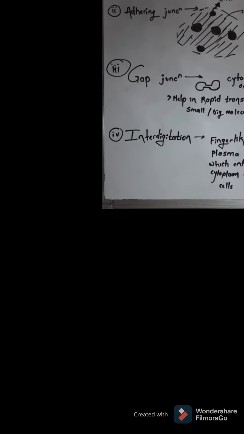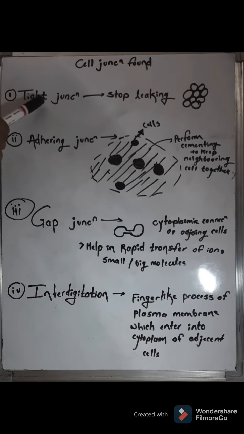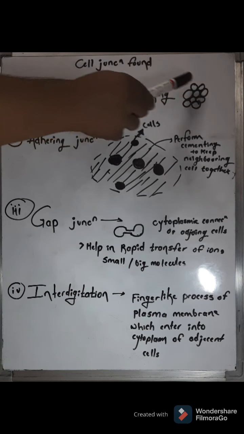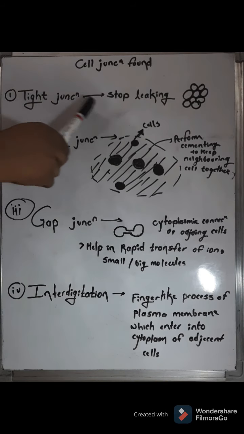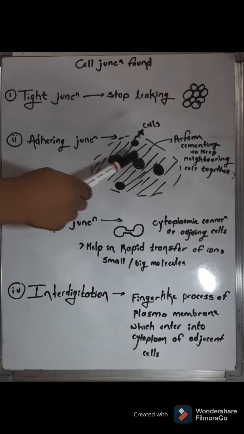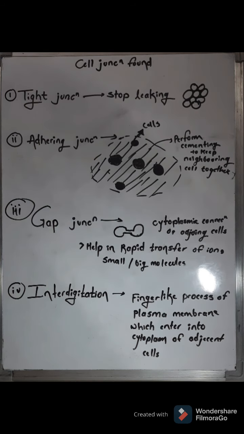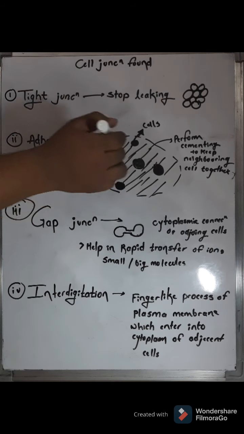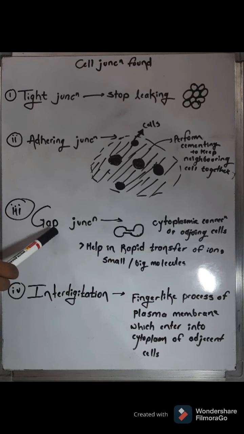Now let's study about cell junctions found in different kinds of tissues. The first one is tight junction. It is formed between the cells to stop the leakage of cytoplasmic matrix. So these are called tight junctions. Adhering junctions are actually the cementing between different kinds of cells to hold them together. Here a specific type of material is present which holds these cells together and doesn't let them move.